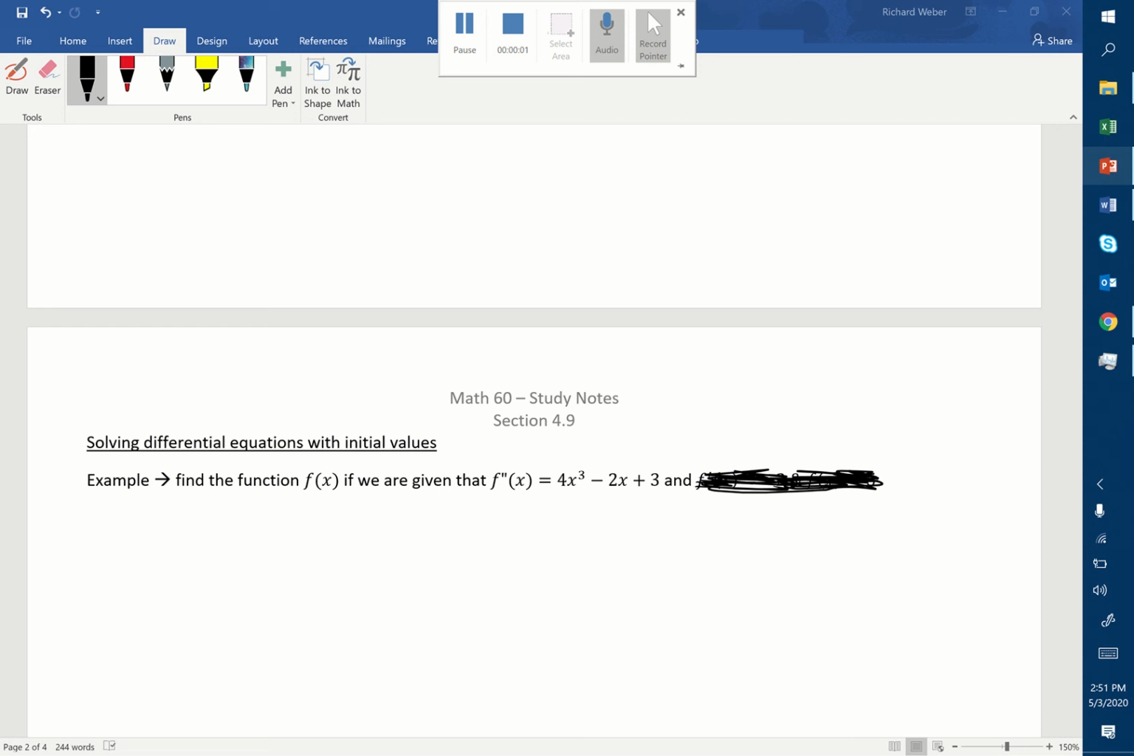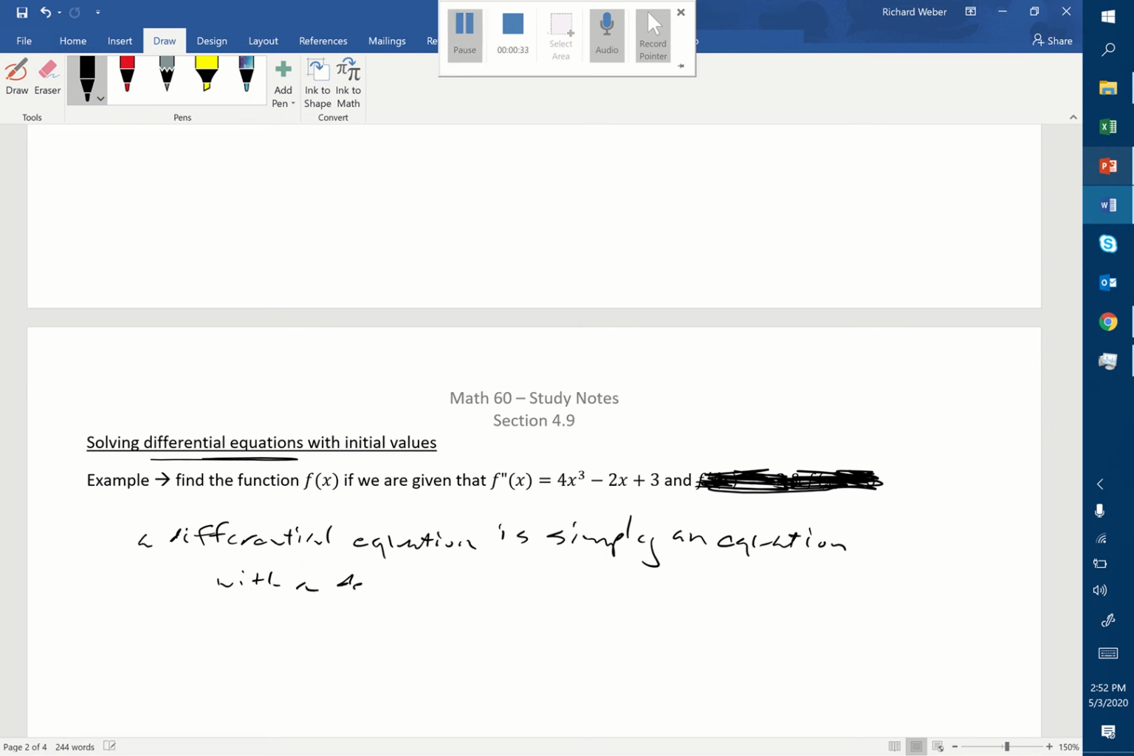Okay, so the last subject under the sun in chapter 4 has to deal with what we call differential equations. And a differential equation, all it really is, is an equation with a derivative in it. Let's write that down. A differential equation is defined to be simply an equation with a derivative in it.